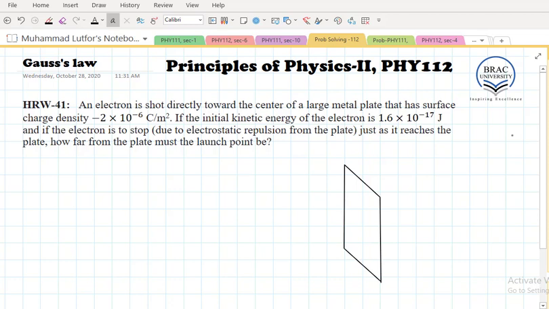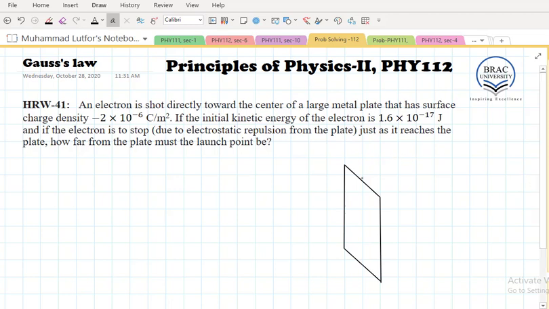This is the problem. In this problem it said that an electron is shot directly towards the center of a large metal plate that has a surface charge density of minus 2 into 10 to the power minus 6 coulomb per meter squared. If the kinetic energy of the electron is 1.6 into 10 to the minus 17 joule, and if the electron is to stop just as it reaches the plate, how far from the plate must the launch point be?